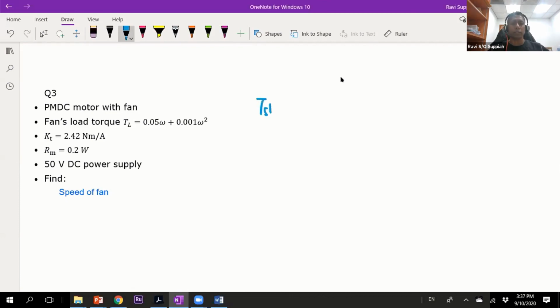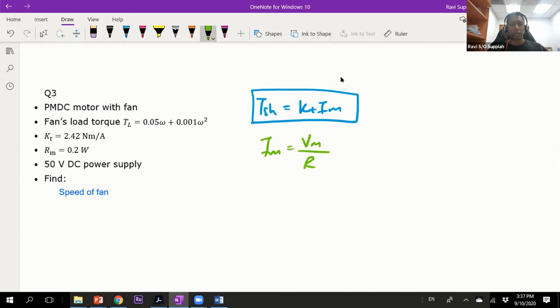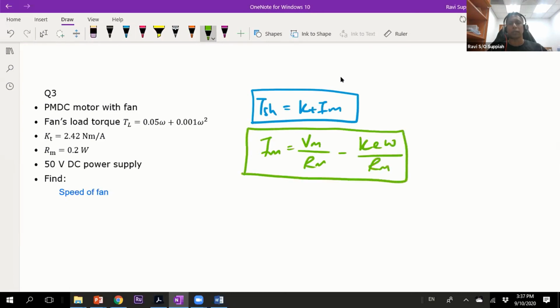We can relate back to our formulas that the torque of the shaft is KT multiplied by IM. That is one formula. The other formula is IM equals VM over RM minus KE omega over RM. The third formula is KT is also equal to KE. Correct. So these are three formulas. I mean, there are more formulas, but these three we can relate now.